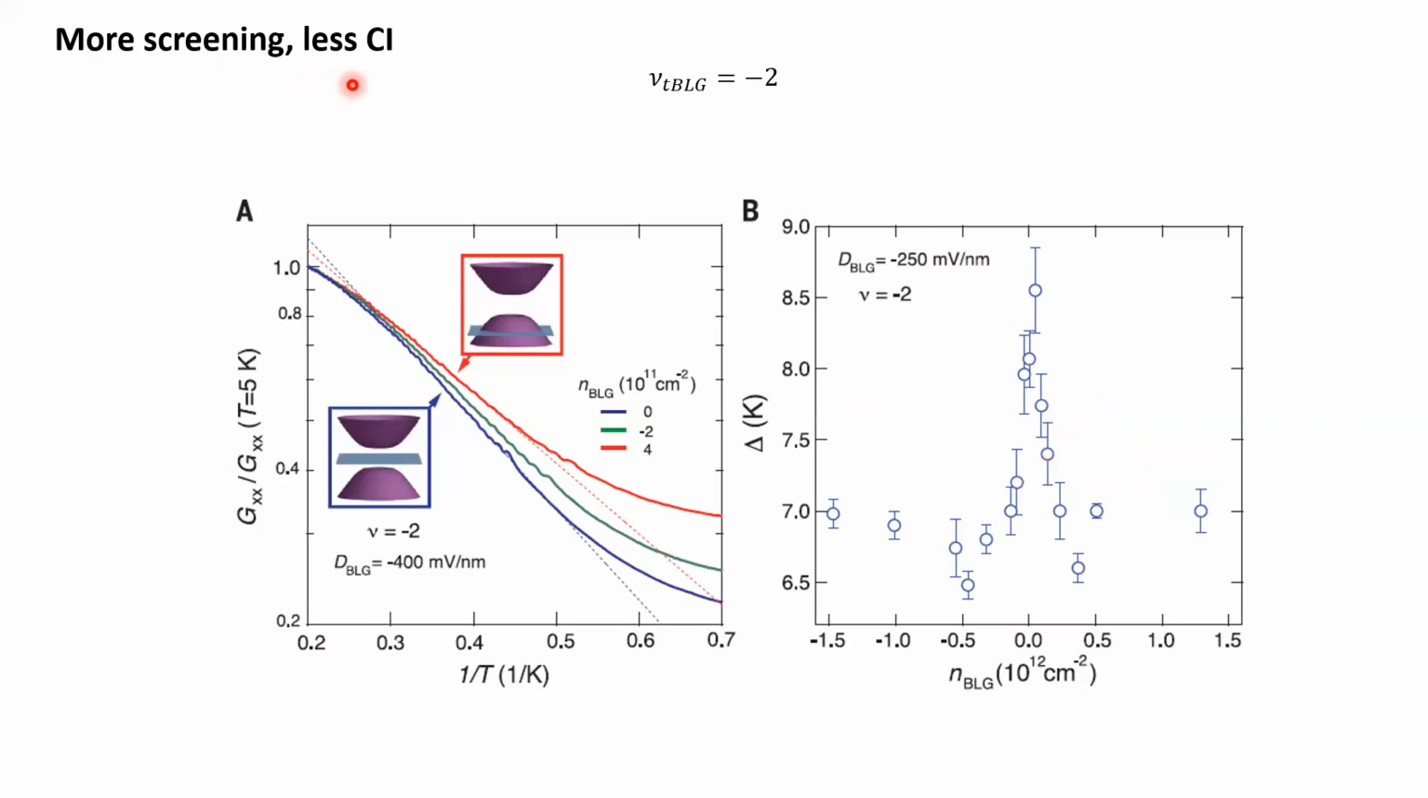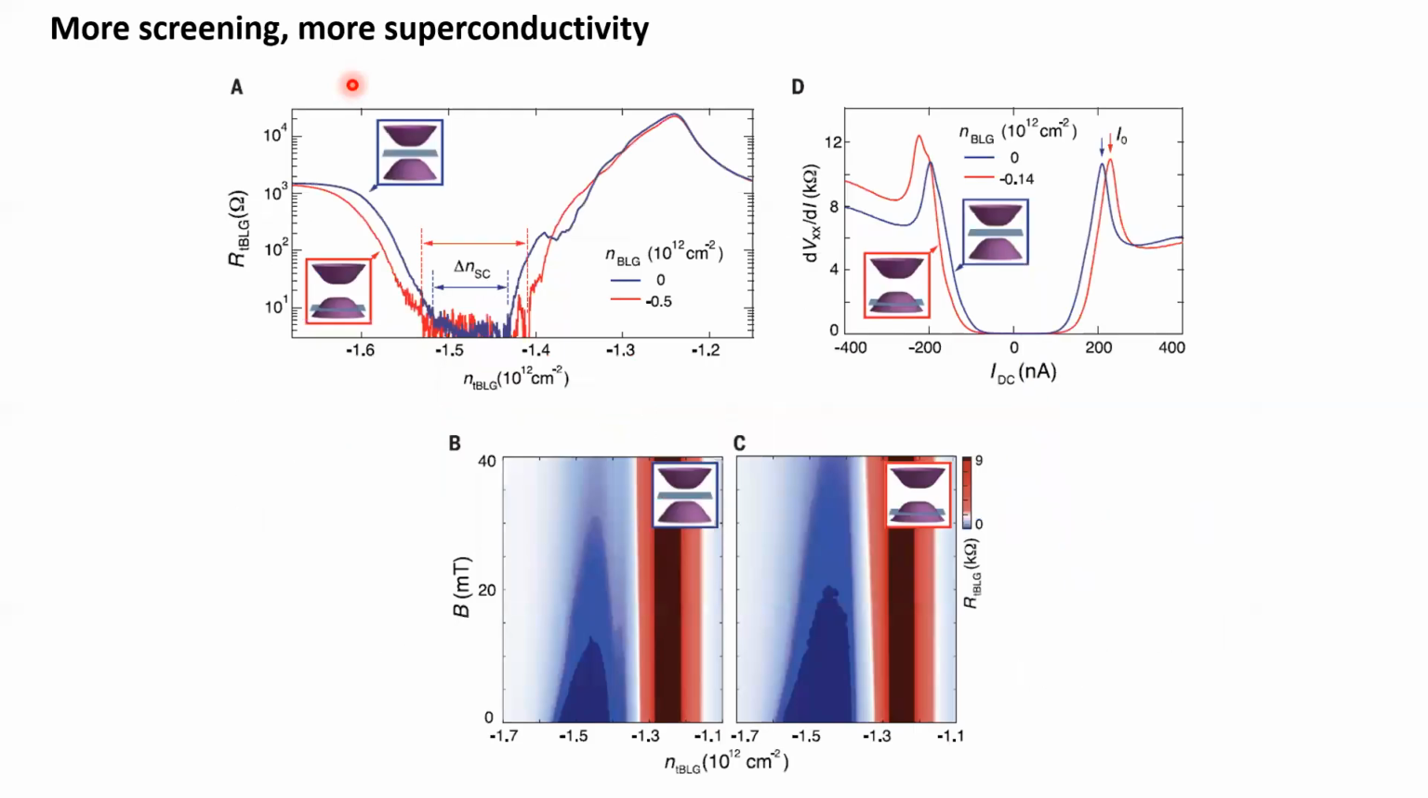And this is expected because correlated insulating is because of the interaction between electrons. Now, if we screen the interaction between electrons, we would expect the strength of this correlated insulator to be weaker. Now, this is expected. And we go to superconductivity. Now, what happens in superconductivity as we increase the screening?